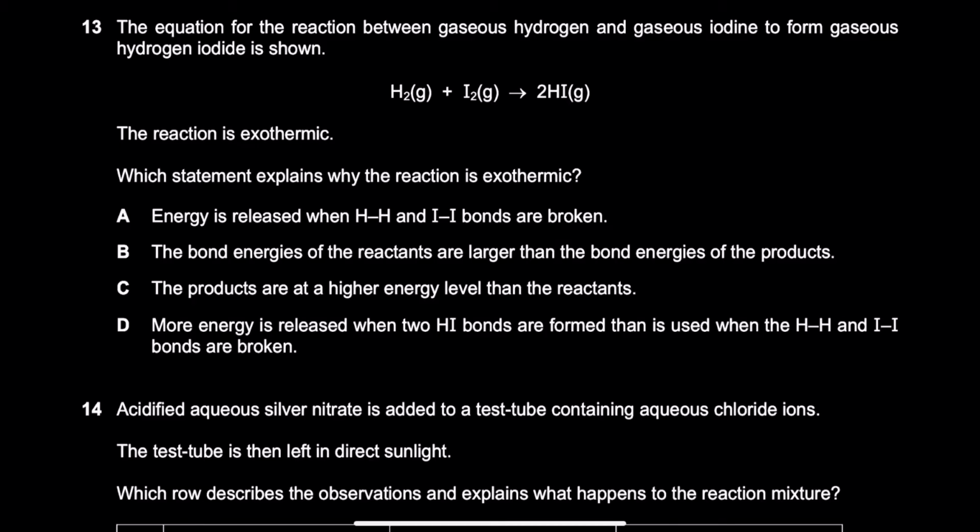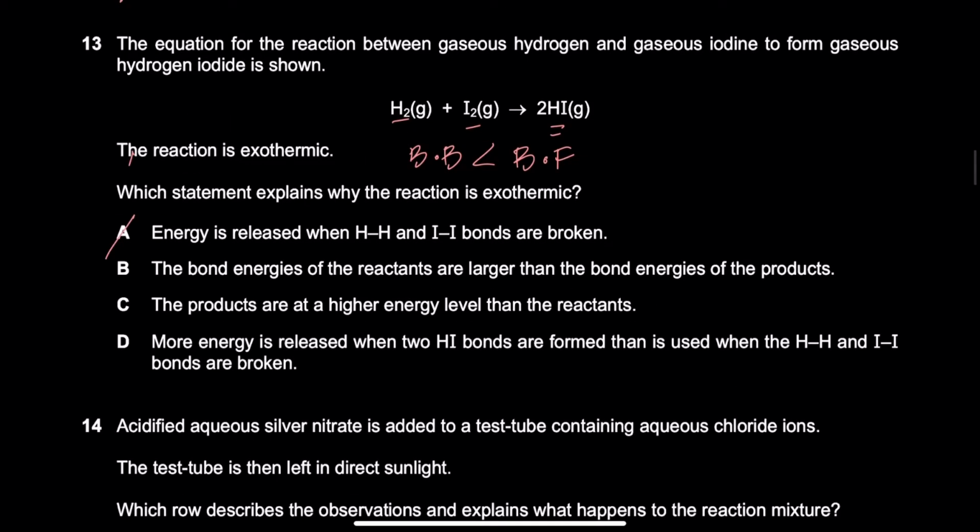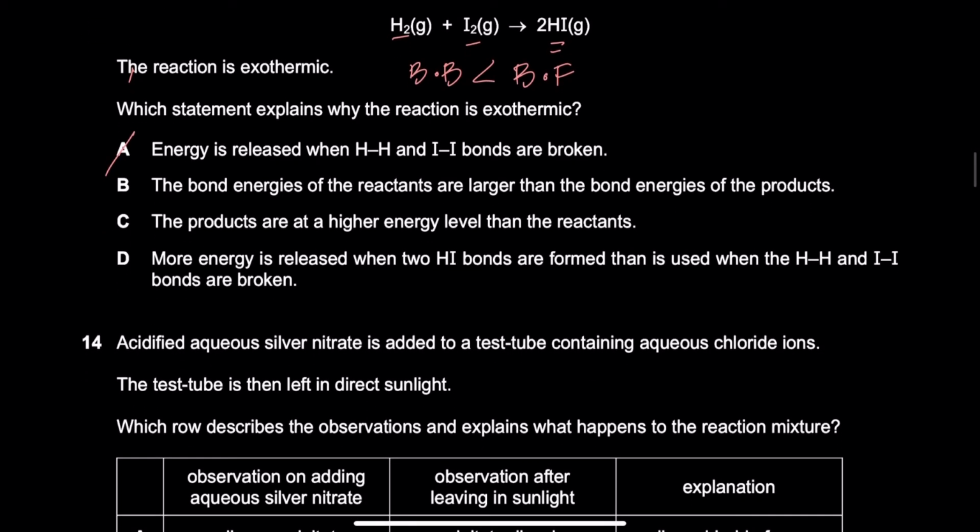The equation for the reaction between gaseous hydrogen and gaseous iodine to form gaseous hydrogen iodide is stated. The reaction is exothermic. Which statement explains why the reaction is exothermic? The reason the reaction is exothermic is that the overall energy taken in during bond breaking is less than the overall energy given out during bond formation. So if you check it out, energy is released when H and I bonds are broken? No, it's taken in. The bond energies of the reactants are larger than the bond energy of the products? No, then that would make it endothermic. The products are at a higher energy level than the reactants?